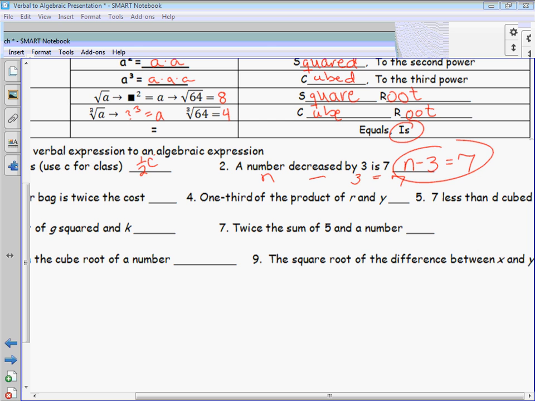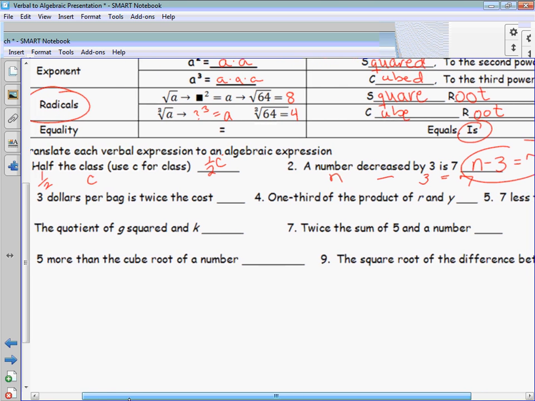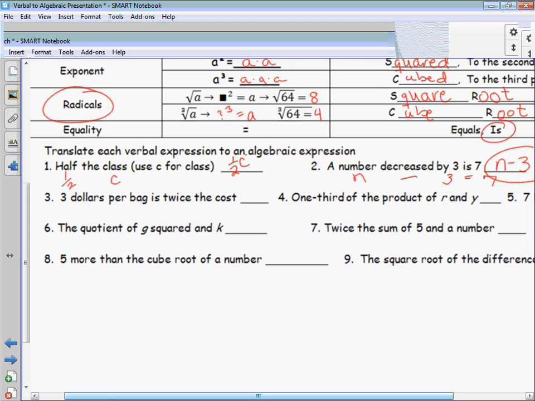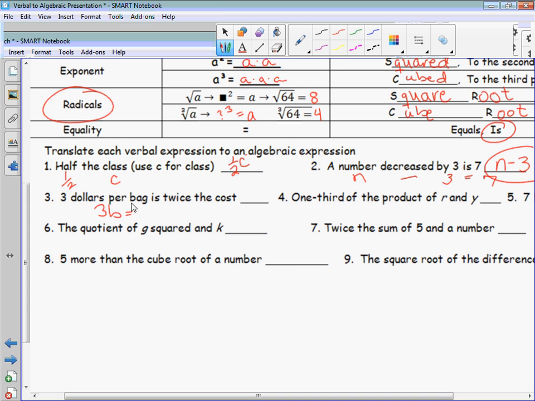All right, so for number 3, $3 per bag is twice the cost. Let's hear from Geronimo. What did you and your group decide? $3 per bag is twice the cost. How can we translate that? 3 times B equals 2? Yeah, you're very, very, very close. All right, $3, sure. Per, so I like that. Per means times. So that's why we're timesing 3 times the bag. Is means equals, so that's good.